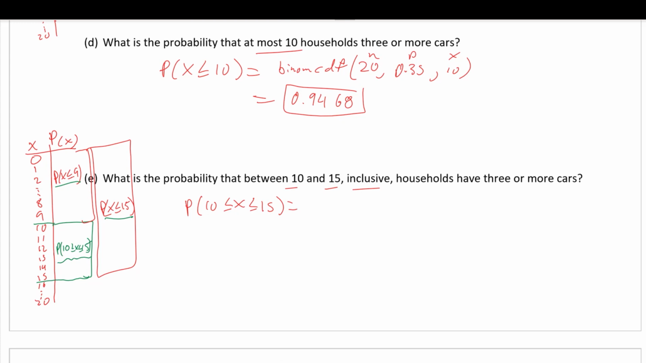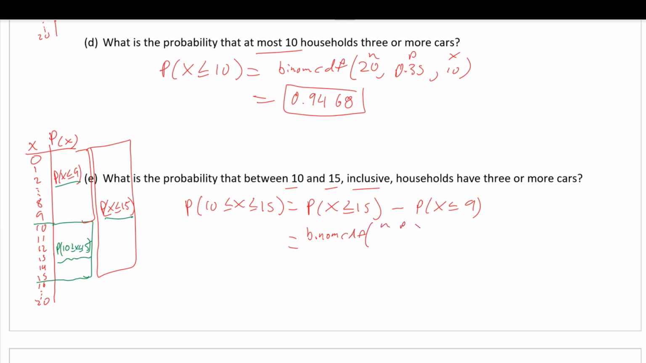Does that make sense? So probably that x is less than or equal to 15, right? Which is everything 0 through 15. And then we have to remove 0 through 9, which is probability that x is less than or equal to 9. Okay, and again, these are both binomial CDFs. So this is the clever way of doing this.